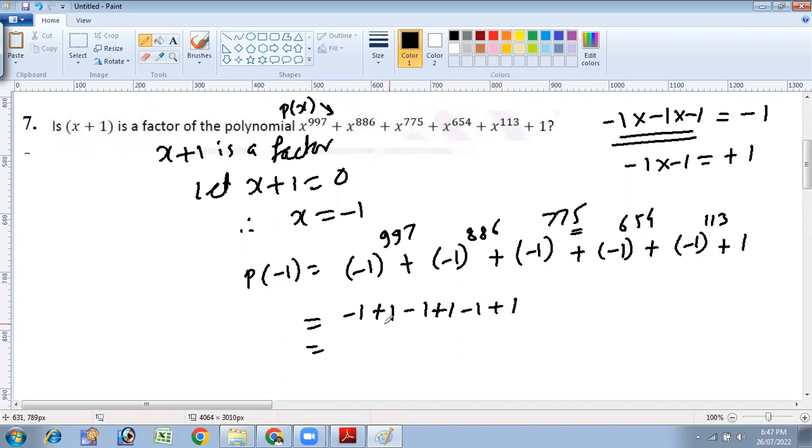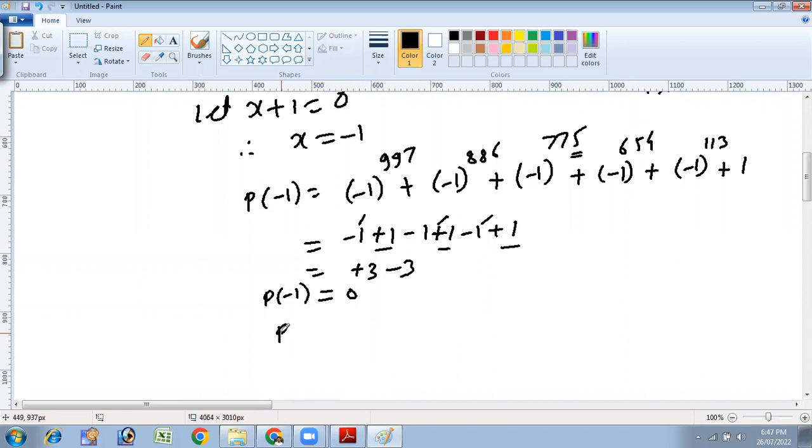Now count how many plus 1: 1, 2, 3. Plus 3. And how many minus 1: 1, 2, 3. Minus 3. It will be 0. So what we can say, p of -1 is equal to 0.